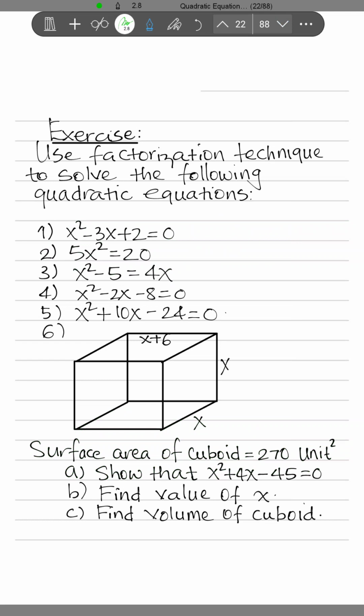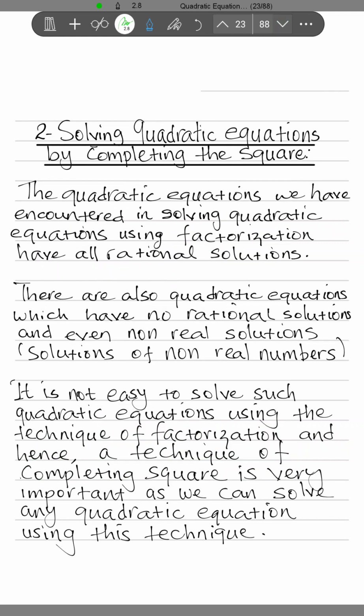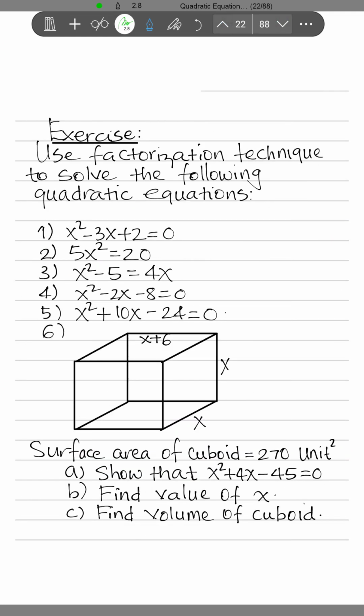Before we go to that technique, here is an exercise which we have to work that will help us to test ourselves if we really understood what we have discussed in this session. So this is an exercise in which you try it, and then if anything is difficult, you just put a comment and we work it all together.